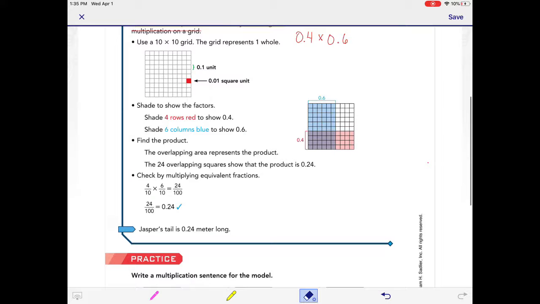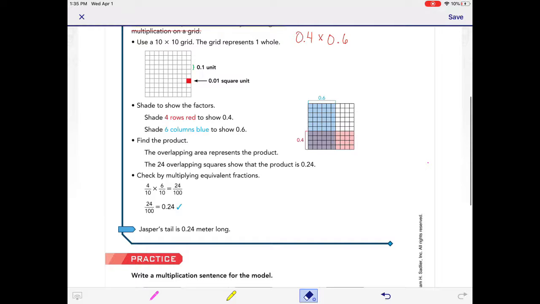All right, welcome to lesson 12:6. We are going to be learning how to model multiplying decimals. This should be review for you. We've talked a little bit about this already, but we're going to go through it again to make sure that you really know what you're doing.